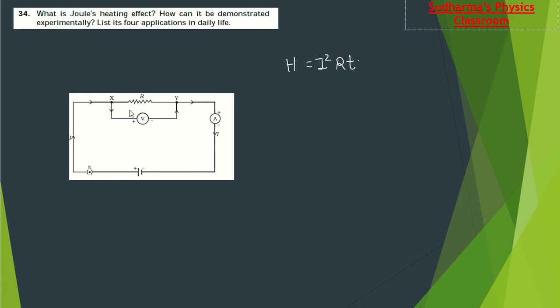You can reduce the amount of current and try how much heat is produced. Allow the current to pass for a long time and check the temperature, and allow the current to pass through for less time, then again check the temperature. So in all these cases we can understand that H is directly proportional to the square of the current. H is directly proportional to the resistance of the conductor. H is directly proportional to the time.